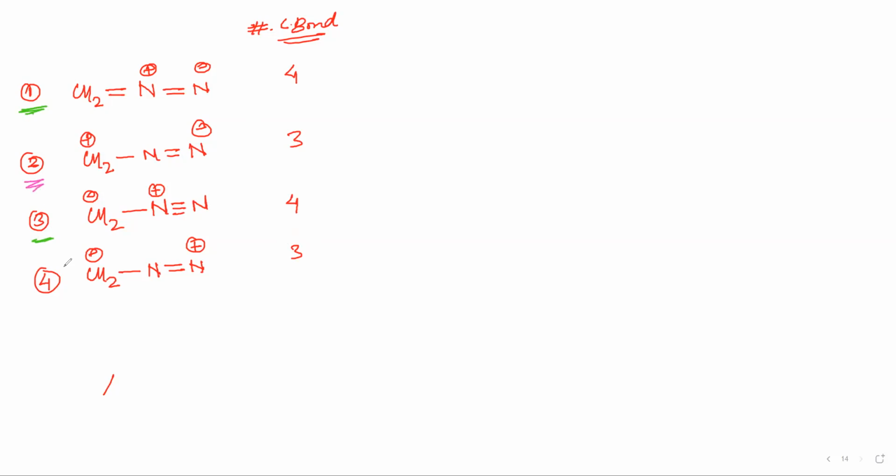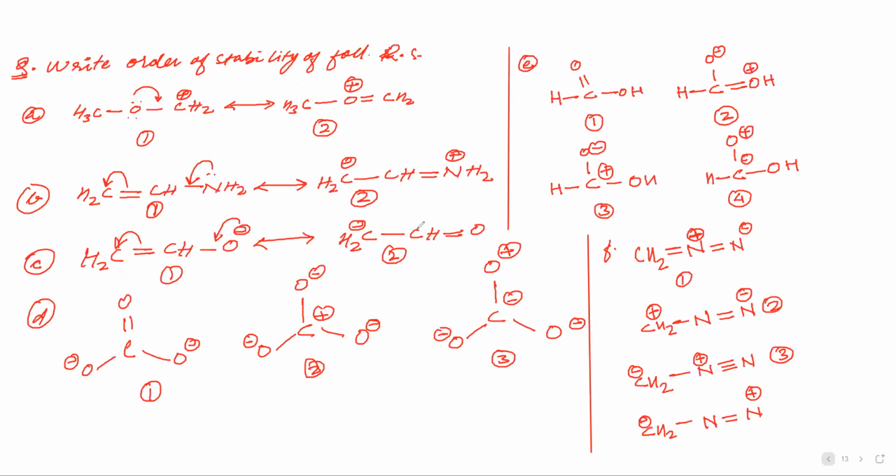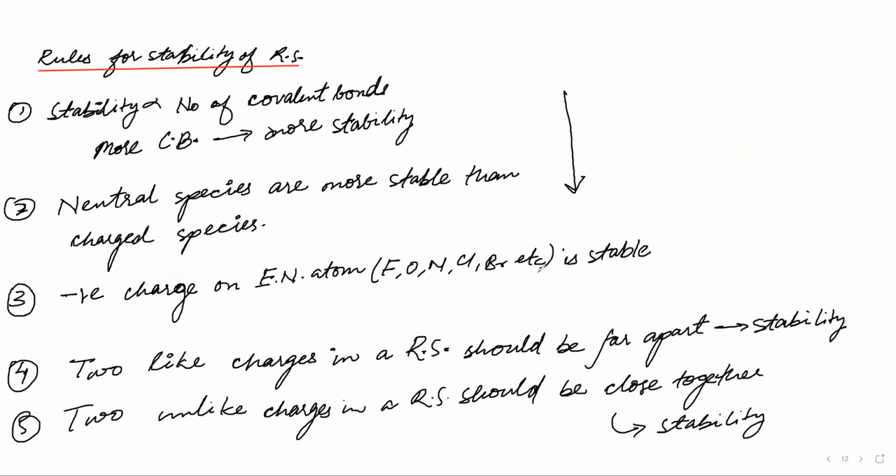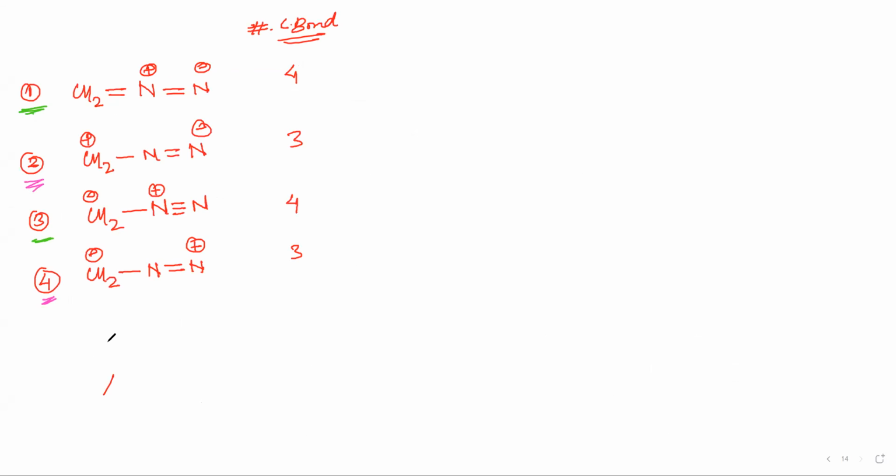there is another fight between 2 and 4, because the number of covalent bonds is same for 1 and 3, and it is also same for 2 and 4. Now the next thing, what is the next thing in our rules? Neutral species are more stable than charged species. Now let us see. The net charge is neutral, but each has positive and negative charges. None of them is neutral. So let us move to the next one.